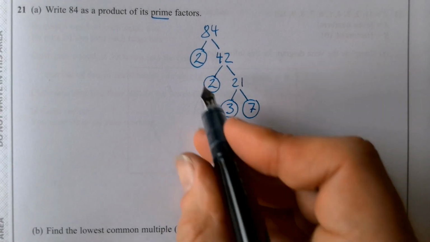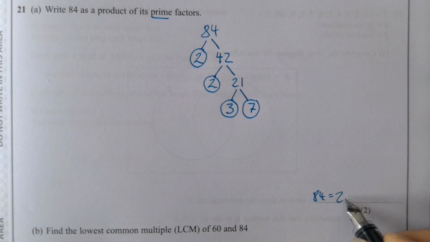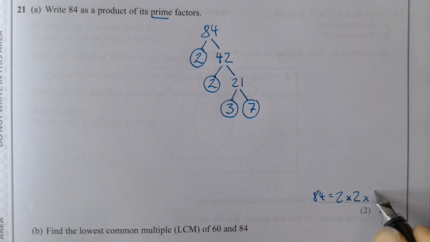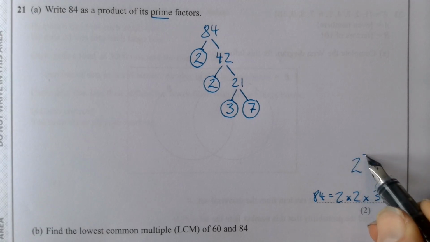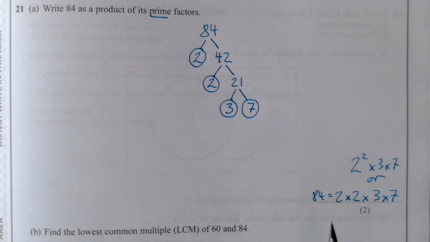So this is what I need. To get my full answer, though, I need to write that 84 equals 2 times 2 times 3 times 7. Another way you can do it is you can say 2 squared times 3 times 7, but either will be fine. You don't have to have the 84 equals, but I like to. You could double check your answers by putting into your calculator 2 times 2 times 3 times 7, and it should say equals 84 when you hit the button.